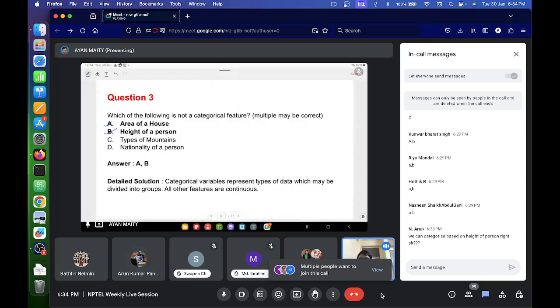But in this case, I am not specifying whether these features are output variables or input features. Area of a house, height of a person, all these features can be input features as well, or even output features. I am just asking whether this specific feature is categorical or not. Okay, so depending upon the feature, you are asking this question? Yes, right. Okay, sir.